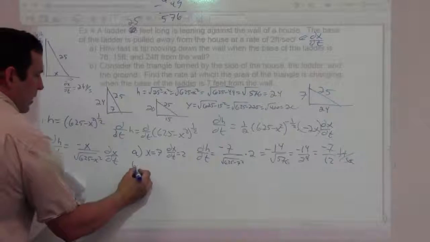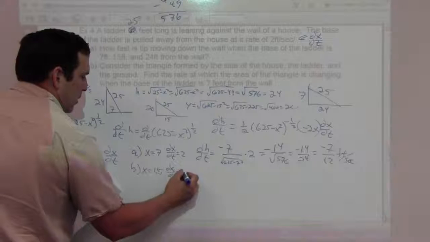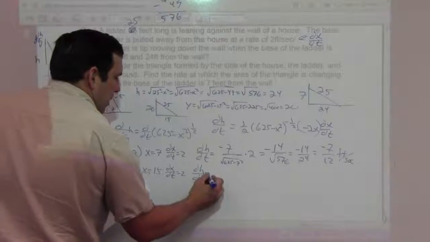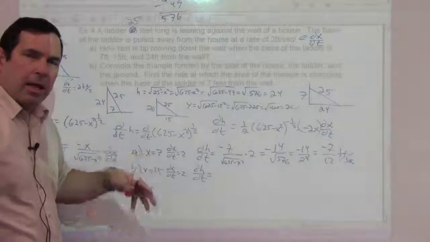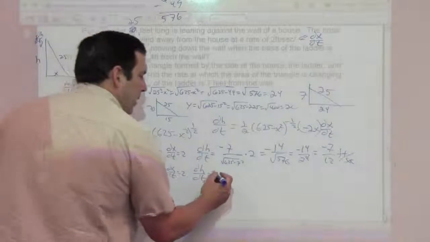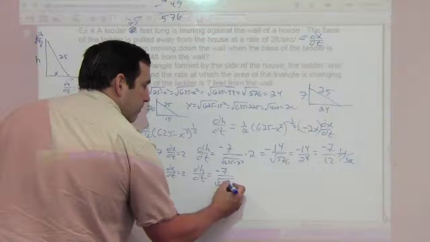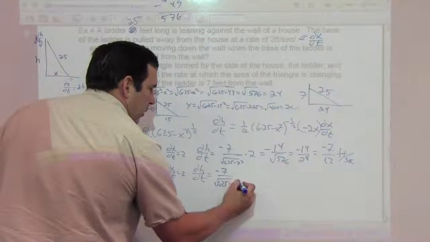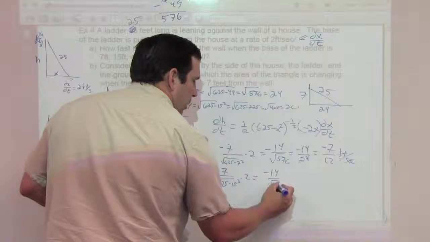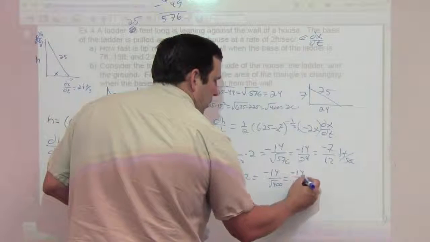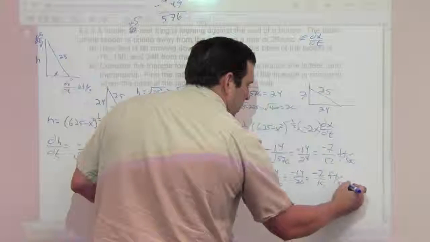In the second case, x equals 15, and again dx dt is still 2, so our dh dt is going to change, you think? You think we're going to have an increased or decreased rate of fall for the top of the ladder as it gets further away? Let's find out. We have negative 7 over the square root of 625 minus 15 squared times 2. That's going to be negative 14 over the square root of 400. That is negative 14 over 20, so negative 7 over 10 feet per second.